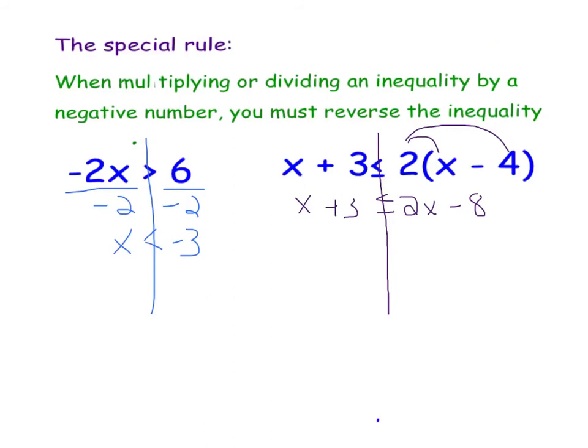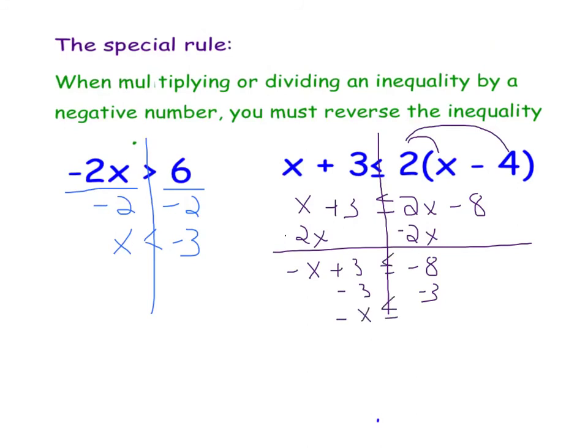Now, you could take this x over or this 2x over. For the sake of showing you the special rule again, I'm going to move my 2x by subtracting 2x on both sides. So now I have negative x plus 3 is less than or equal to negative 8. I'm going to subtract 3 on both sides, so now I have negative x is less than or equal to negative 11. And because it is a negative x, the opposite of x, I have to switch both signs and flip my inequality symbol.